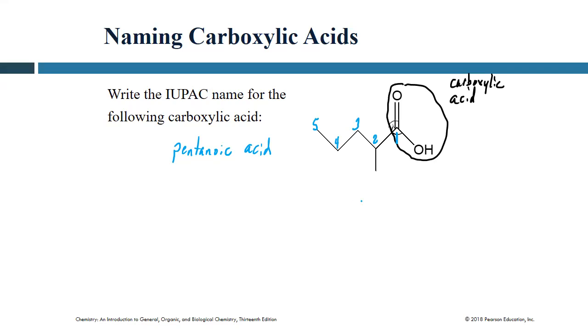All that's left is this guy. This is off of the chain. It's a methyl group, and it's in the 2 position. So we would call that side group 2-methyl. Now I just need to put the 2 together. 2-methyl pentanoic acid.